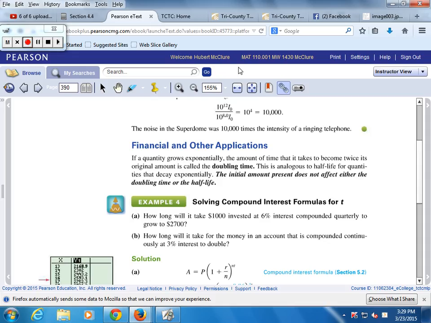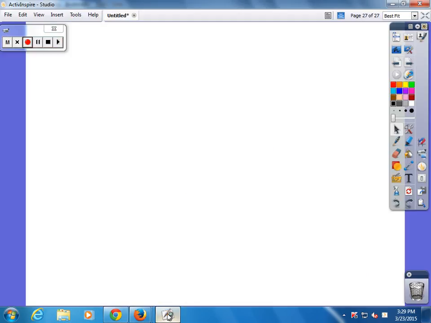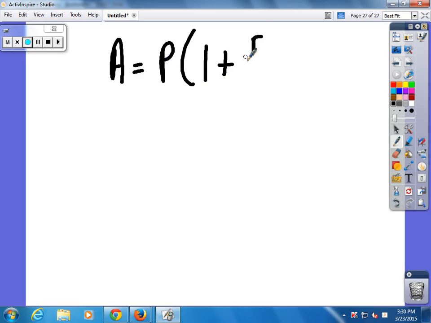Raised to the NT power. N times T. I'll tell you what all that is in just a second. Well, just go ahead and go to this page. A is equal to P times 1 plus R over N raised to the NT power.